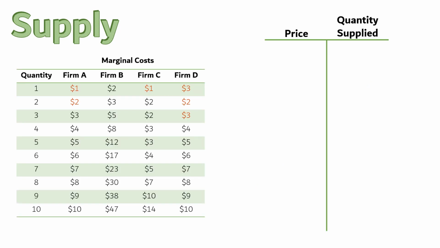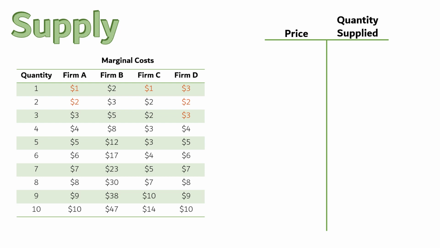Here's an example of several firms, all of whom face different marginal costs. These firms might have different opportunity costs, which is why their marginal costs differ. Nevertheless, this table represents the absolute lowest cost to produce each unit for each firm.